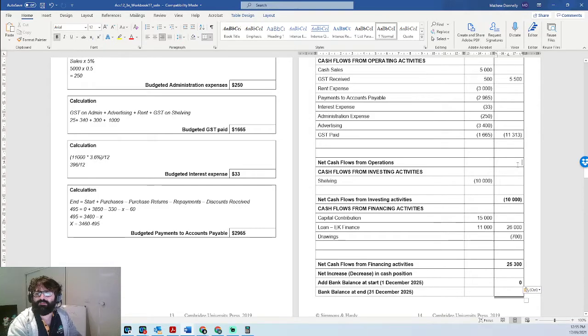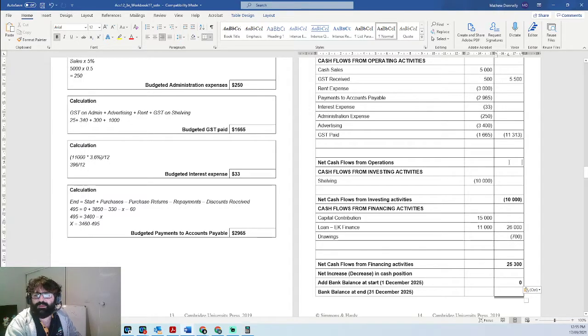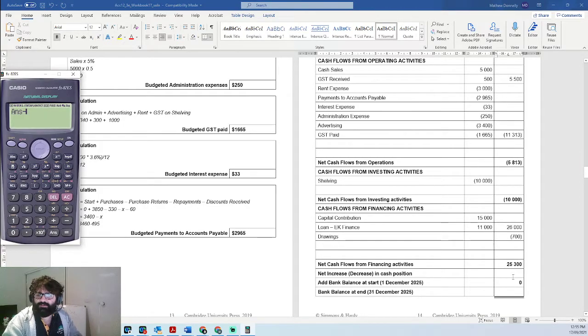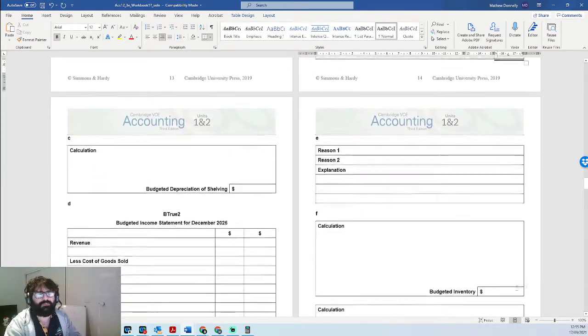So the only one we need to calculate is 5,500 minus 11,313, 5,813. Then we just go minus 10,000 plus 25,300, 9,487 plus 0, 9,487. The way I got 0, by the way, is because I start the business. Obviously, bank account is 0.